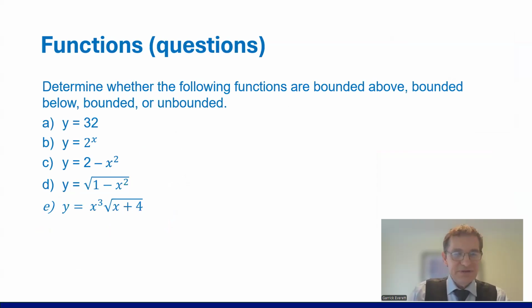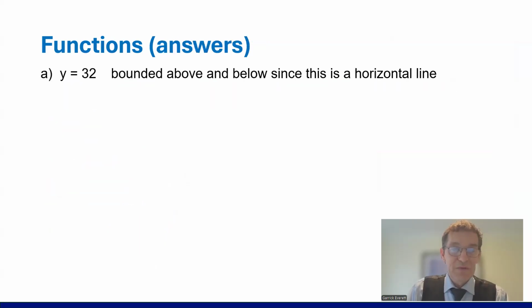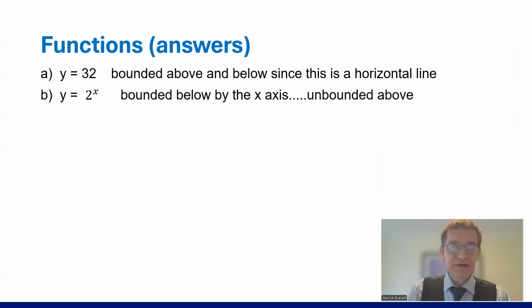So if we just give some simple function questions, determine whether the following functions are bounded above, bounded below, bounded or unbounded. Let's go through them. So y equals 32 is bounded above and below since it's just a horizontal line. Y equals 2 to the x, that's an exponential graph. So that's bounded below by the x-axis because it doesn't really matter how small you make this x, how negative you make it, it's still just going to be a fraction. So it doesn't actually get to the x-axis, which is the y value of 0, and it's unbounded above.